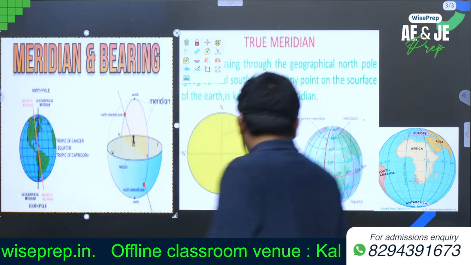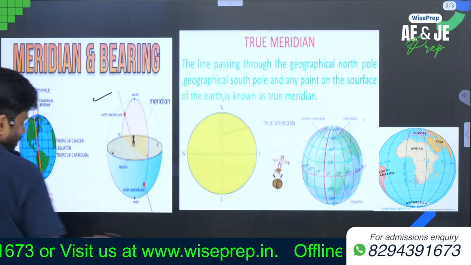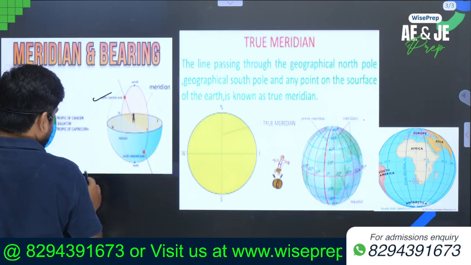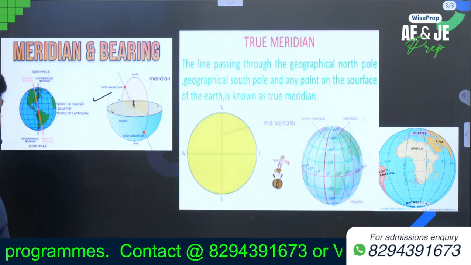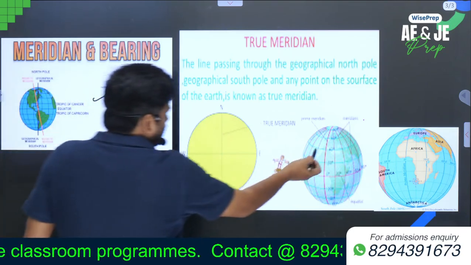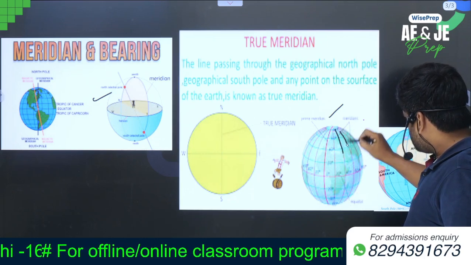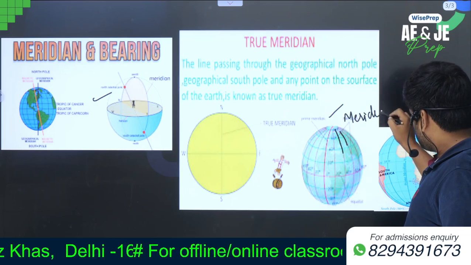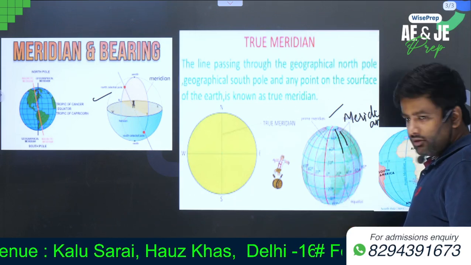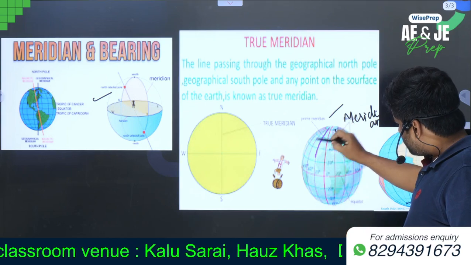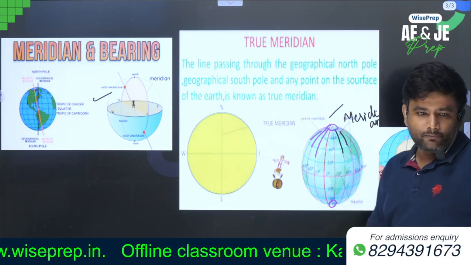This is true meridian. You can draw this figure. This is the true figure, true meridian. So these all lines are what? Meridian. All right, so all these pass through where? Geographical north and geographical south.